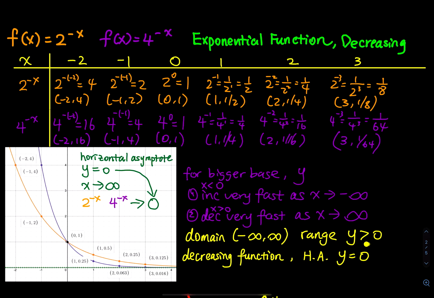And then for the range, the curve is above the x-axis. We do not include y equals 0 because y equals 0 is a horizontal asymptote. Do you see the green dotted line? It's a horizontal asymptote, y equals 0. The description is, as x approaches positive infinity, both functions approach 0. This 0 means y is equal to 0, and then the arrow means approach.